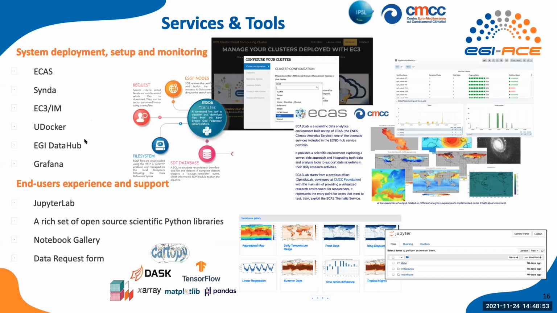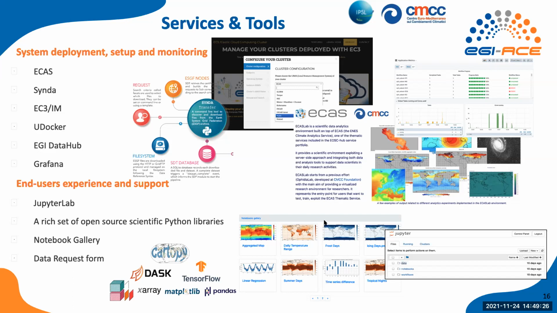Data Hub from AGI, of course, with Docker as well from AGI, AC3, and a lot of different systems for data analysis and for monitoring. And the users, of course, can access the service using JupyterLab or with predefined notebooks, which are also available via Gallery. And they have the possibility to request data sets to be pre-staged and available via a data request form.